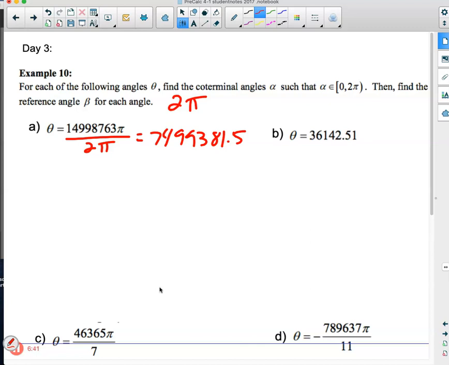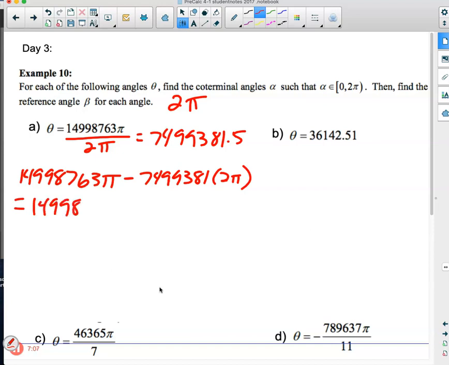And what we want to do is take what we had originally and subtract all of those extra rotations, which would be, what do we have here for decimal places? 7,499,381 times 2 pi. 1,499,873 pi minus, then we'd take that, 7,499,381 times 2, and we get 1,499,876.2 pi.